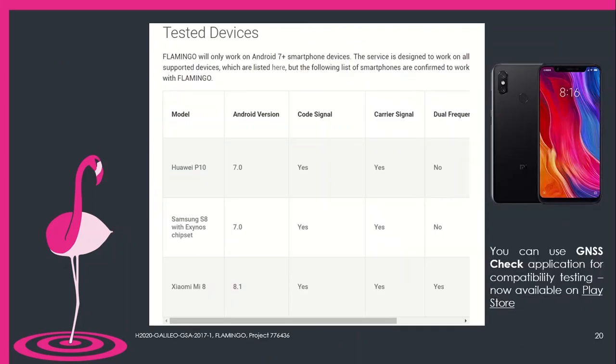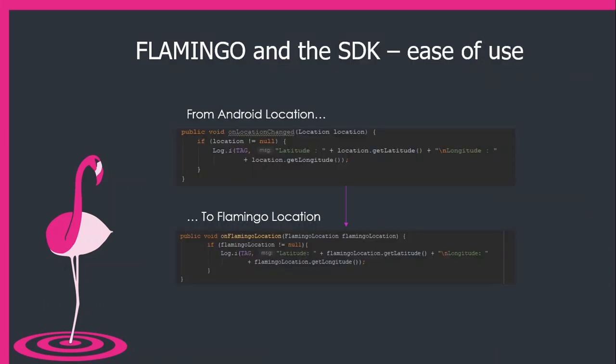These are the smartphones we've tested with at the moment. Currently, we recommend Xiaomi Mi 8 because that provides dual frequency data. Huawei P10, Samsung S8, yes, you can use Flamingo with them, but they're not going to provide you the accuracies that you may need for your applications. And again, you can use the GNSS check application for compatibility testing. So please go on the Play Store if you want to see if your smartphone is compatible with Flamingo.